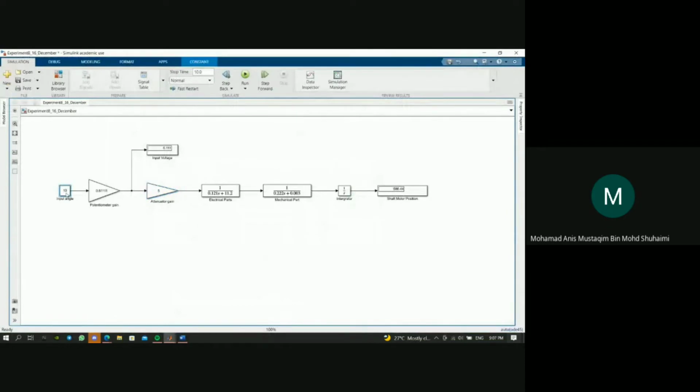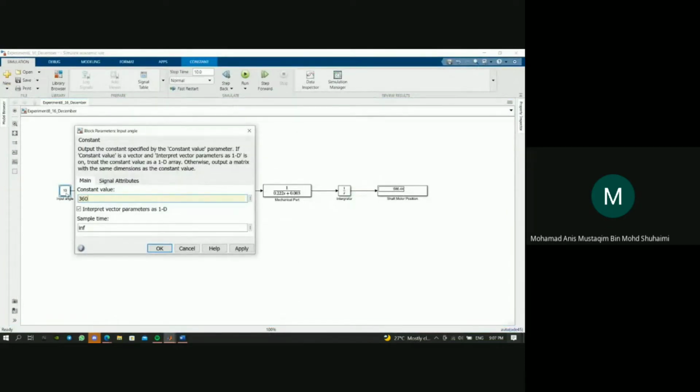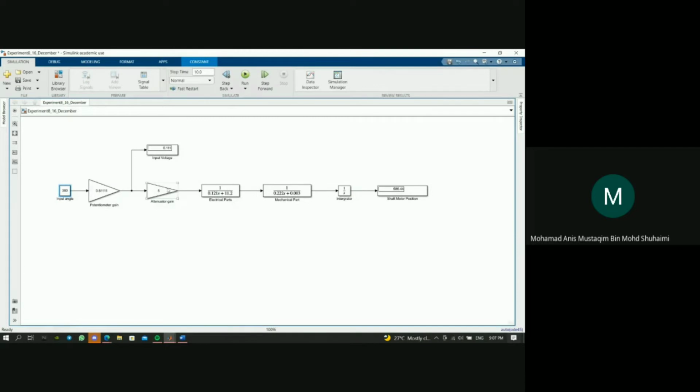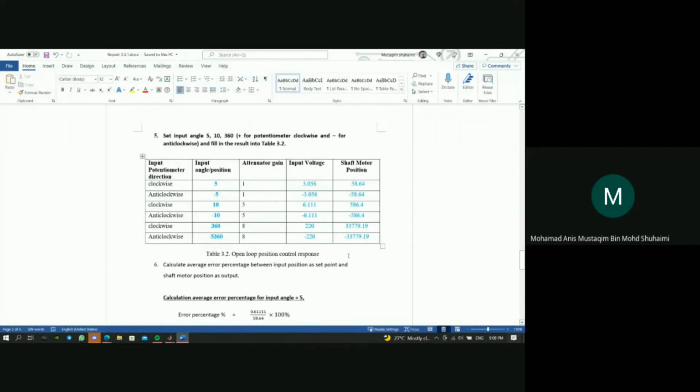For the 360 angle, the input voltage is 220 and the shaft motor position is 33,779.19. So it shows that when the input angle gets higher, the input voltage will also increase and the shaft motor position will also increase.